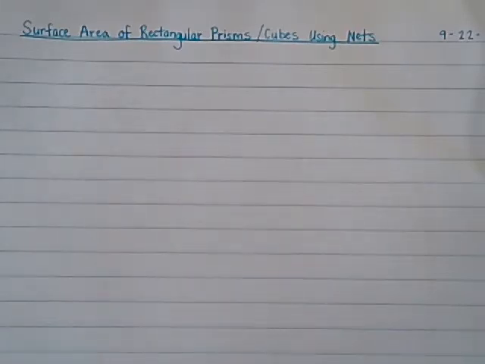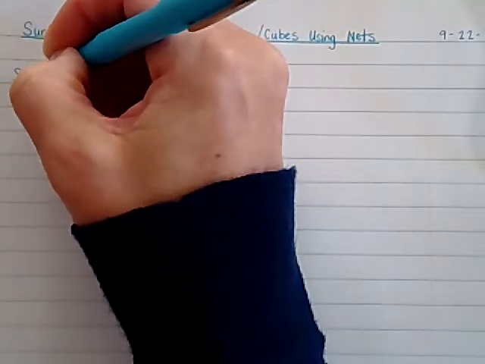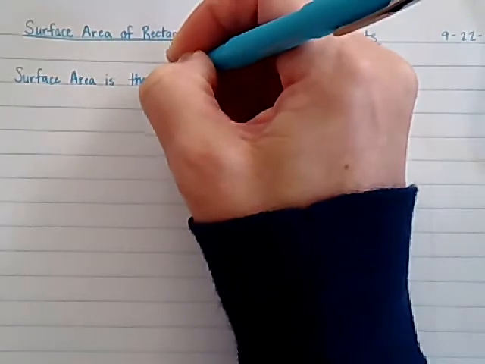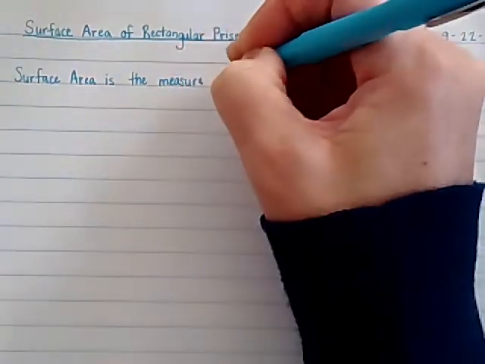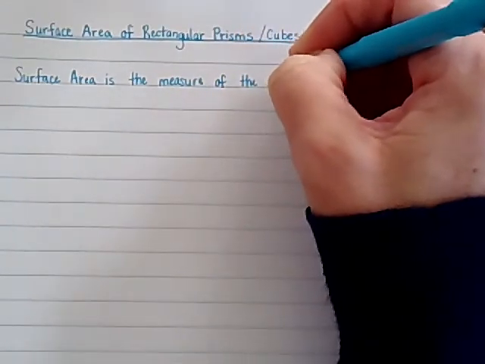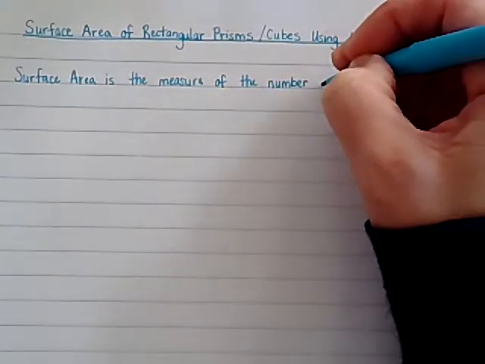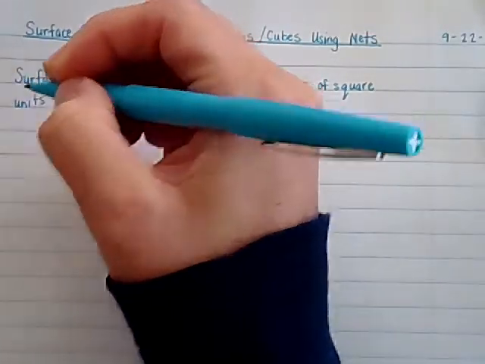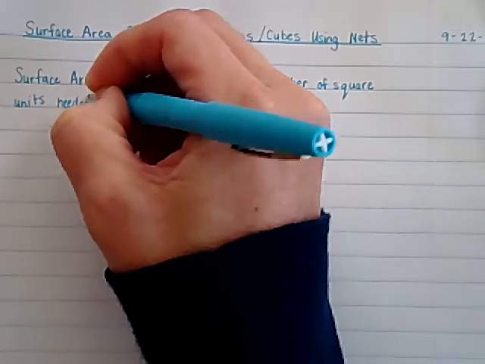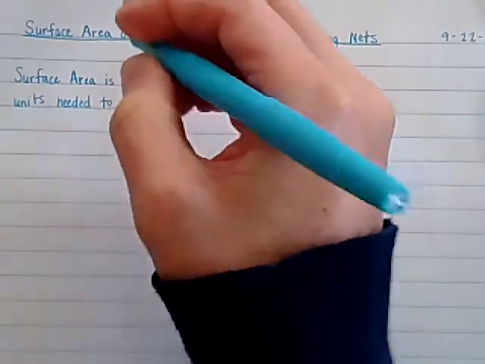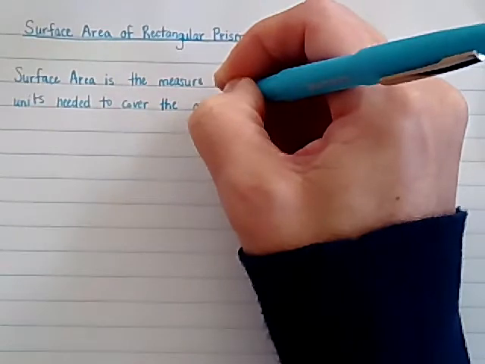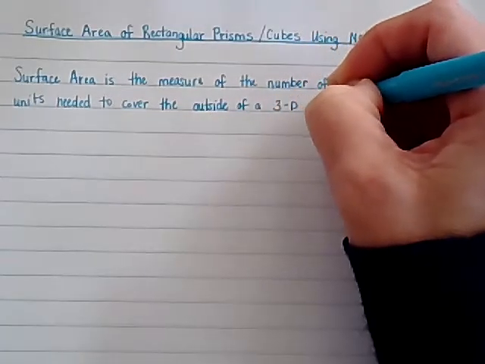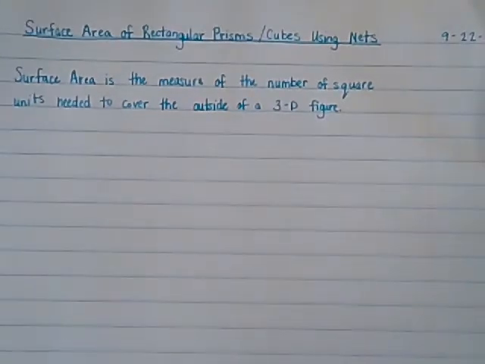So just to get a quick definition, surface area is the measure of the number of square units needed to cover the outside of a 3D figure. Now, when I say outside, a lot of people think I'm talking about perimeter.